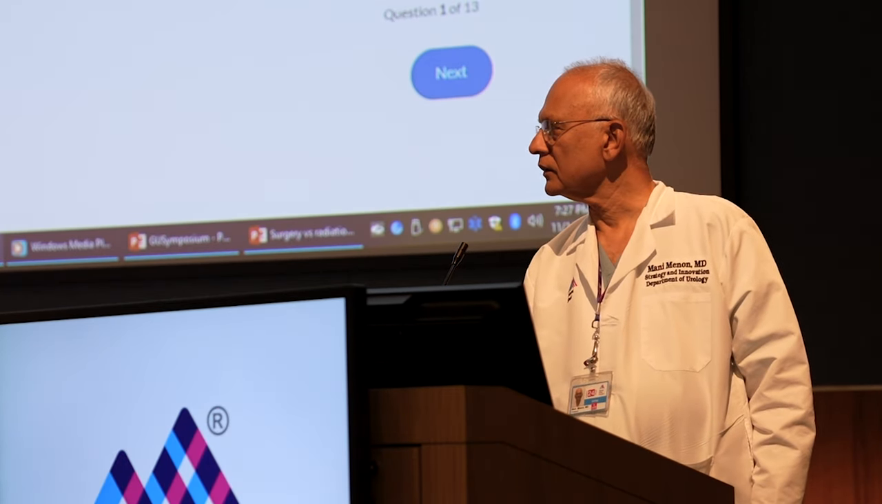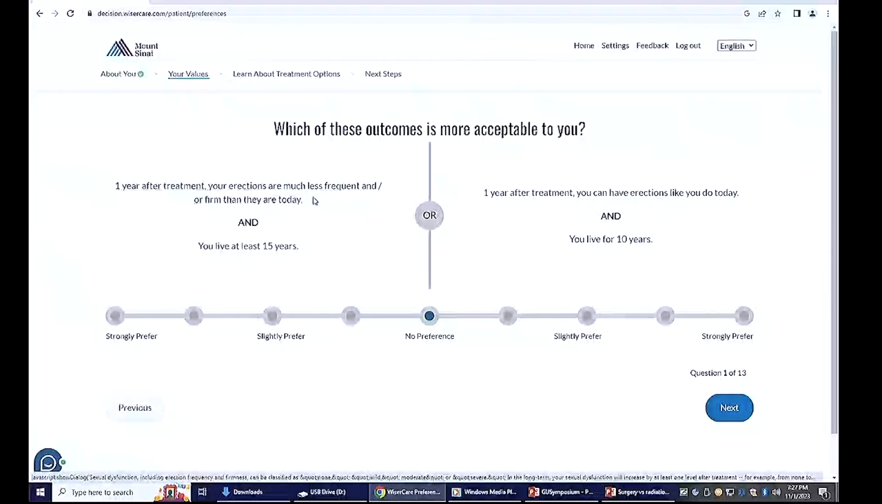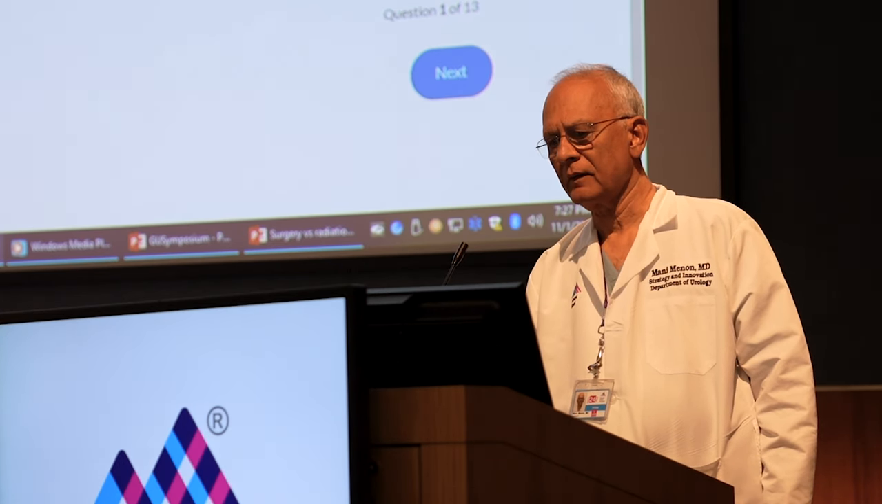Now you'll have to make a few choices. And I think this is where you guys, one of you, this is where you should, because it becomes important, what is personal view. So on the left side is a scenario where a year after treatment, your erections are much less frequent or firm than they are today. But you know you're going to live 15 years. On the right side, you have no problem with erections. Your erections are fine, but you can only get 10 years of life. Strongly prefer. Which one? It's like the 10-year one. Strongly prefer the 10-year one? Yeah. Okay.